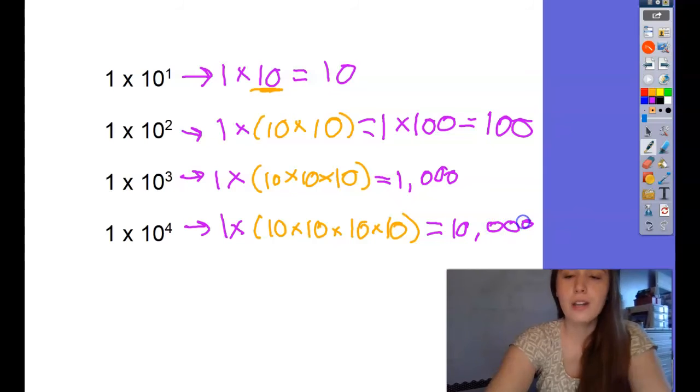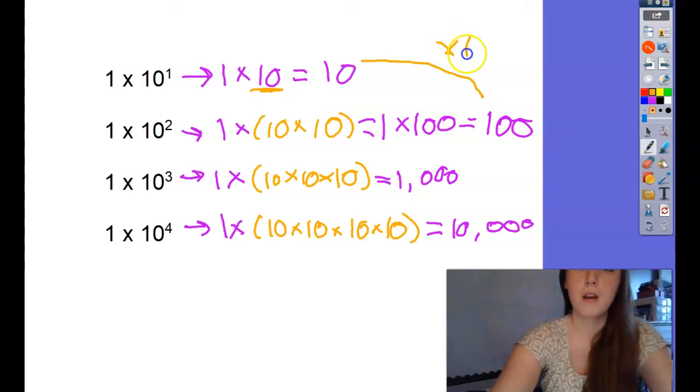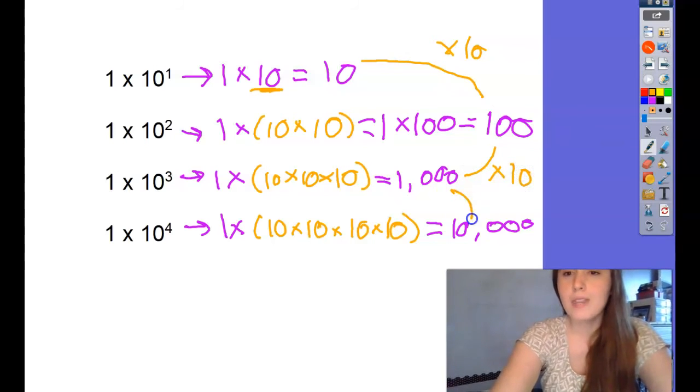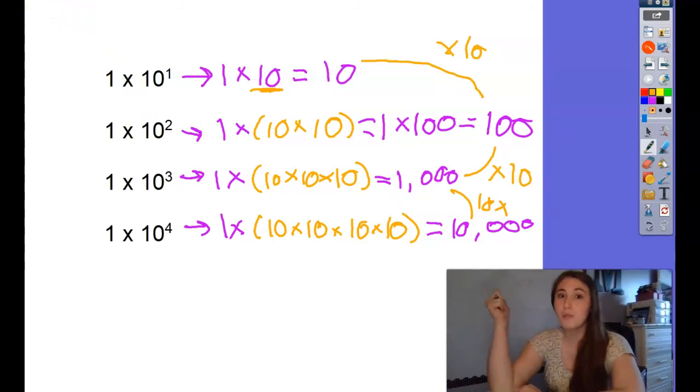So as I look, each time I jump from 10 to 100, I am multiplying by 10. From 100 to 1,000, I am multiplying by 10. And from 1,000 to 10,000, I am multiplying by 10. So every time we move to the left with a place value, we multiply by 10.